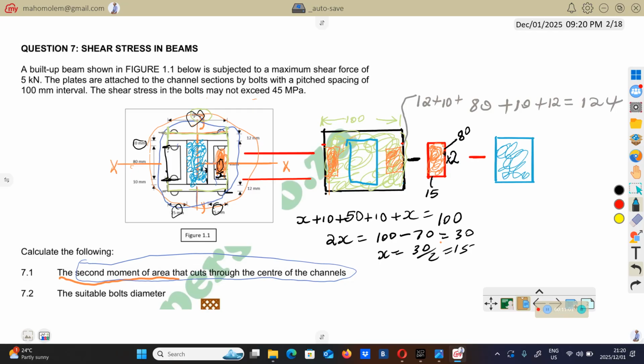So let's find the dimension of this. From the bottom here to there is going to be this distance 80 plus this 10, 10. So 80 plus 10 plus 10 is going to be 100. And this side, from here to there, it's 50. 100 minus 25 minus 25, then you'll get 50 there.